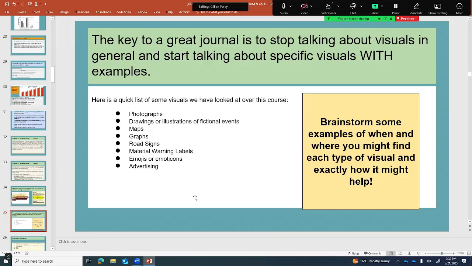Some examples of visuals that we've discussed so far are things like photographs, drawings or illustrations of fictional events, maps, graphs. We've looked at road signs, material warning labels, emojis, advertising, okay? You could use any one of these, brainstorm when you might see them and how they might be helpful.